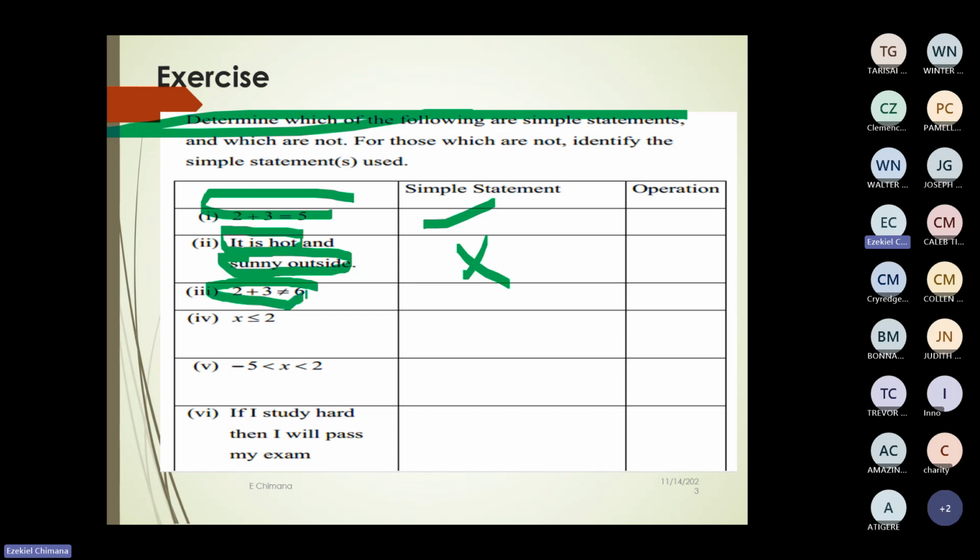And then this one, "2 plus 3 is not equal to 6," is a simple statement. This one, "x plus y is 12," is not a statement at all, because we do not have the values of x. "If I study hard, then I'll pass my exam": this one is a statement, but it's not a simple statement.